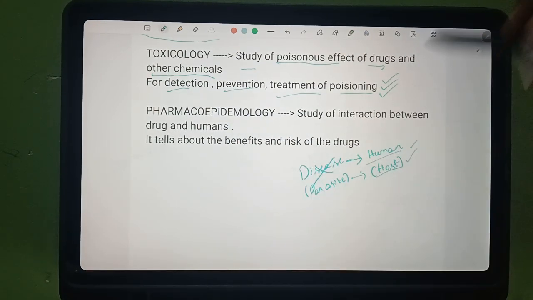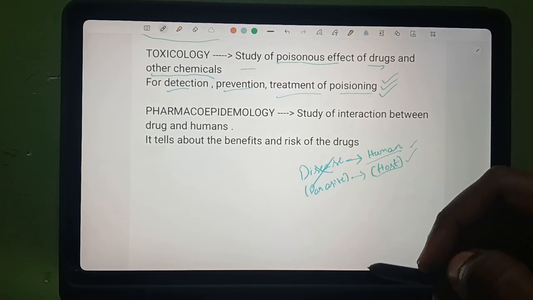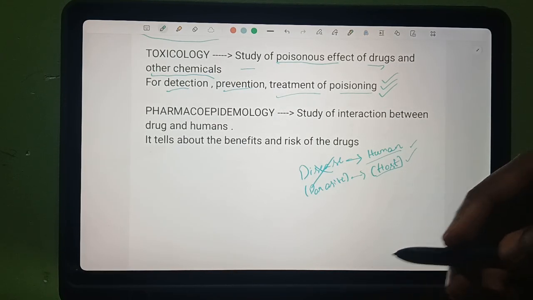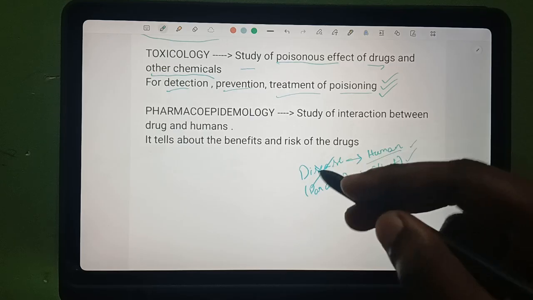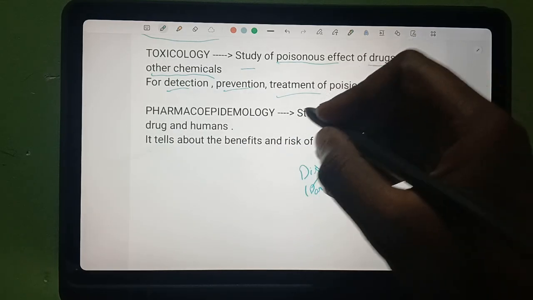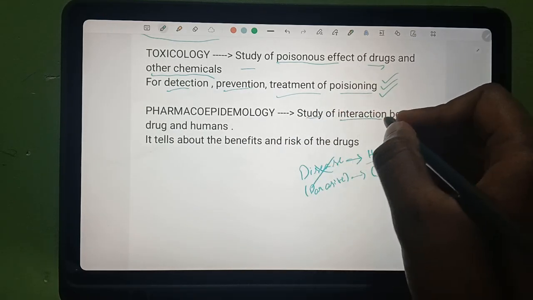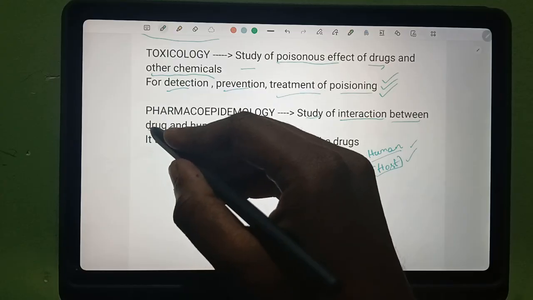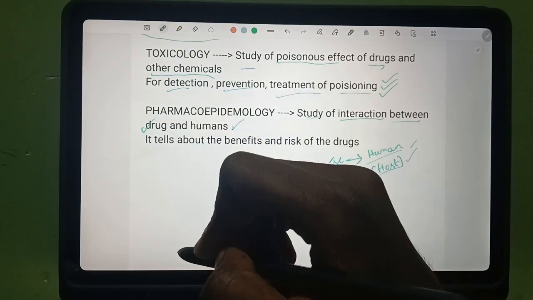Then coming to the next, pharmacoepidemiology. It is the study of interaction between drugs and humans. Study of interaction between drug and humans is called pharmacoepidemiology.